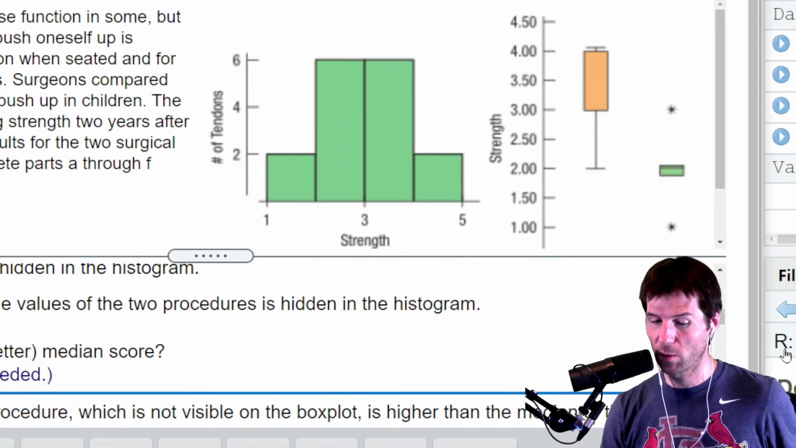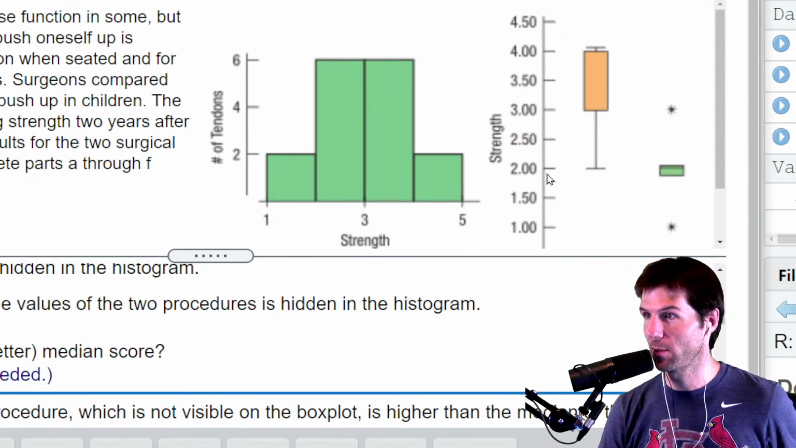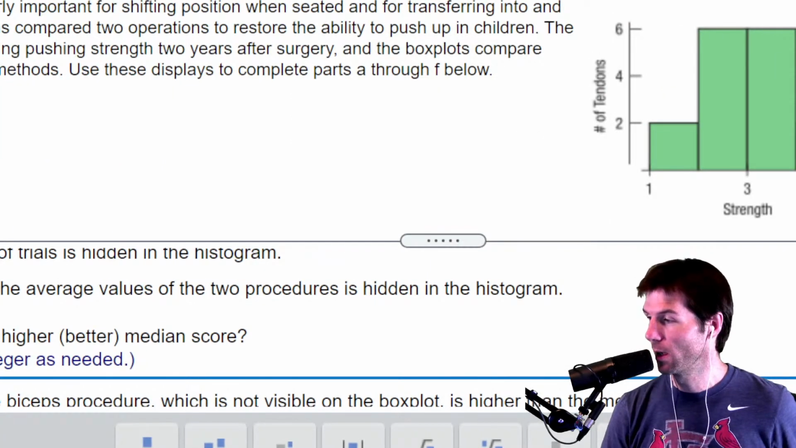The median for this is where the line in the box plot is. So that line right there goes to about 2. It's very hard to see that. I think they're going to give you a nice, neat number.